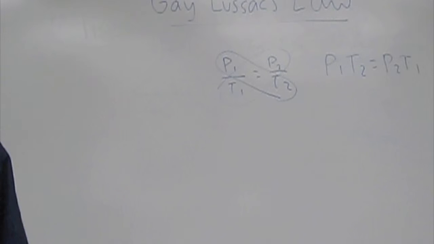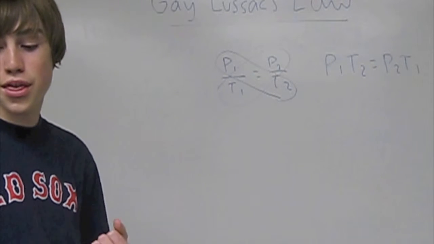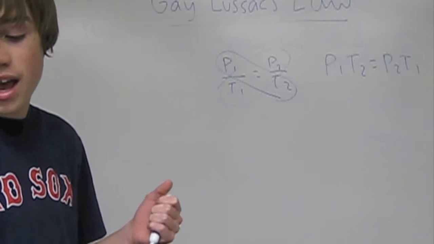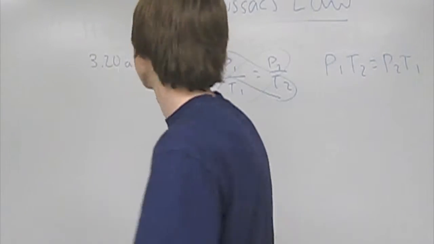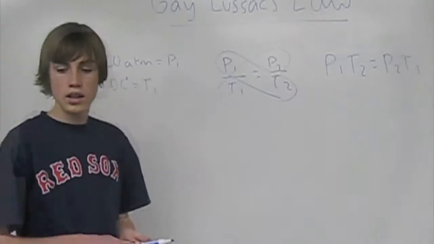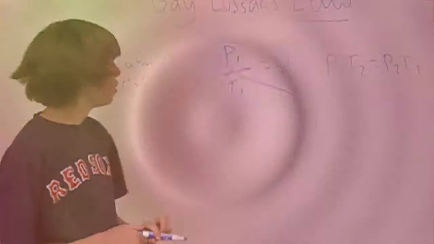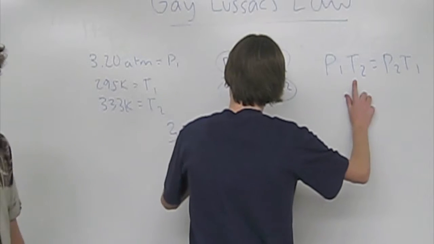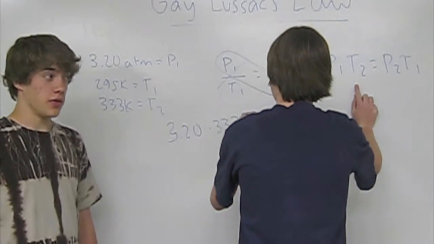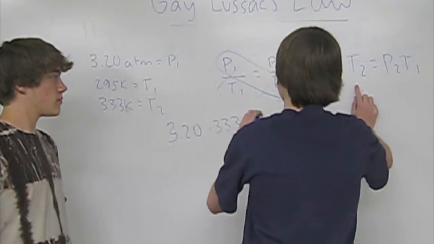The pressure of a gas in a tank is 3.2 atm. It's at a temperature of 22 degrees Celsius, so that's going to be T1. And T2 is 60 degrees Celsius. So again, both those values have to be converted to Kelvin. This time we're doing it without rearranging it prior to solving it. 22 degrees Celsius equals 295 K.